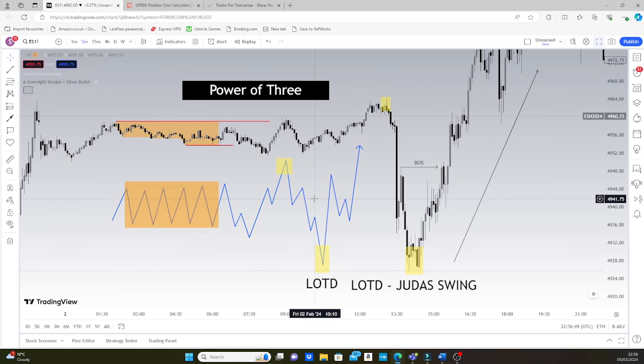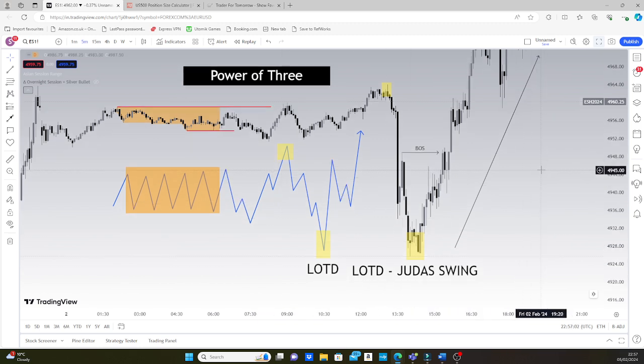So the power of three is a concept that can be used on multiple asset classes, whether it's forex, crypto, futures, indices, etc. They all follow the same narrative of the power of three. Okay, so this is the power of three in a bullish market. The same will be true, just flipped on its head, for a bearish market, where we look for the high of the day above the Asian range if we're bearish, right?